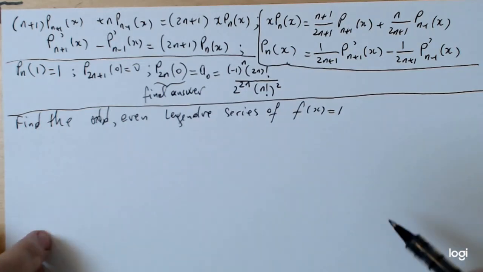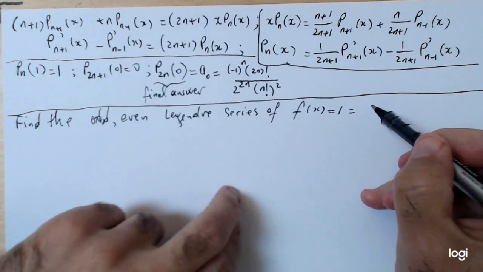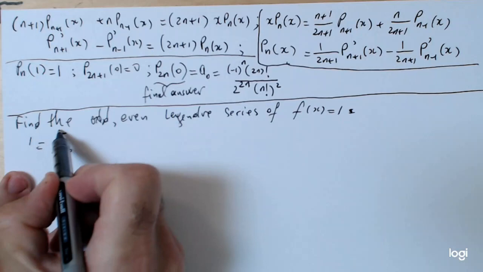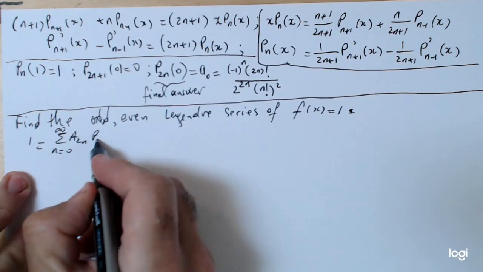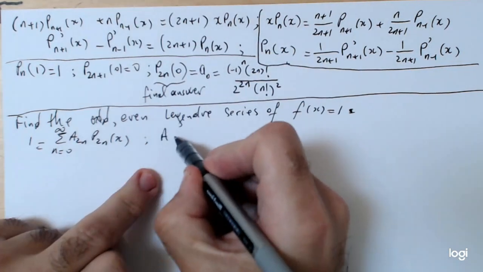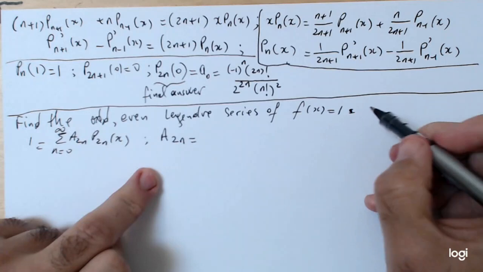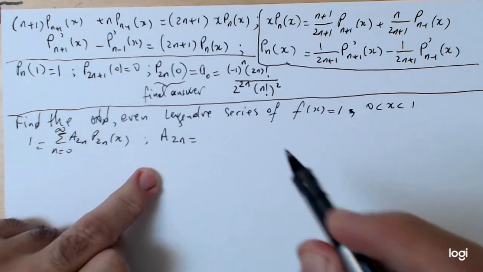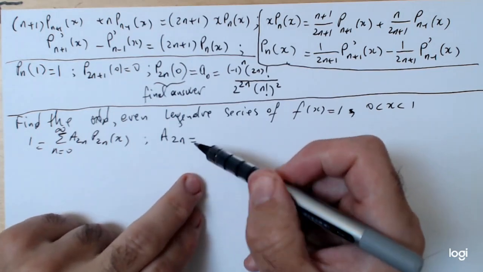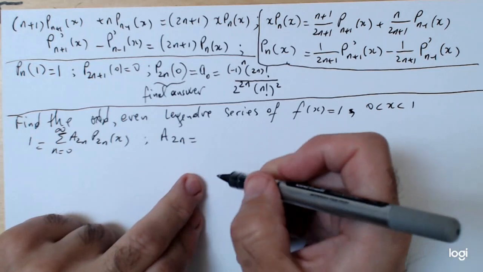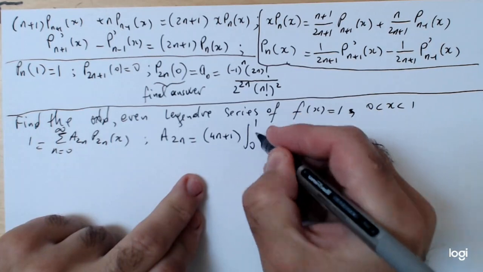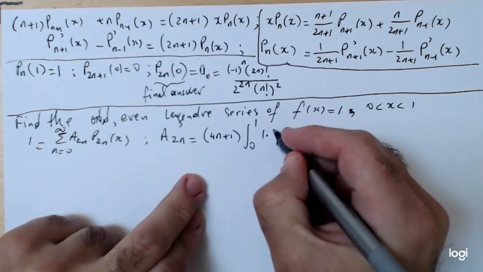Okay, so let's start with the even one. I want 1 in the form of a summation of a_2n P_2n of x. Then according to the formula, a_2n is the integral, and the interval, by the way, is 0 to 1, right? So a_2n, look back to the formula for the even Legendre series. It's going to be 4n plus 1, and the integral from 0 to 1, 1 times P_2n of x.